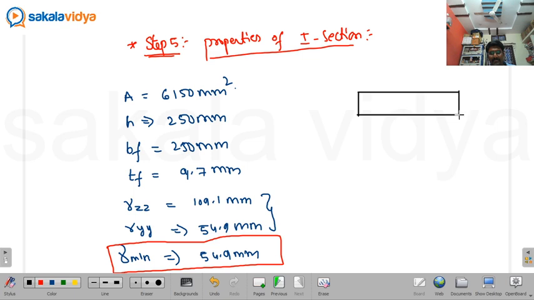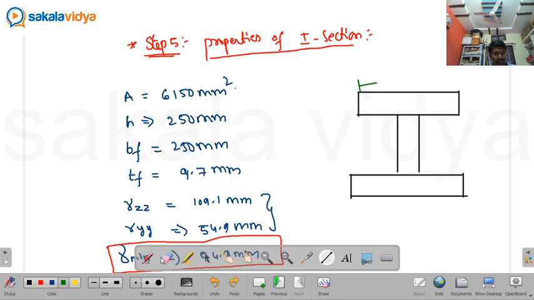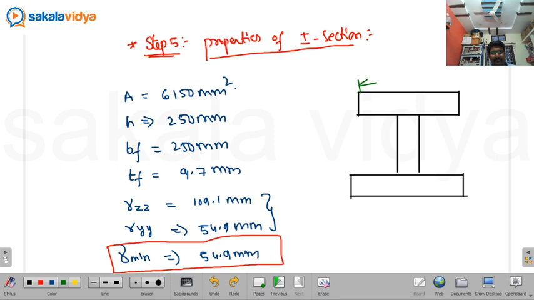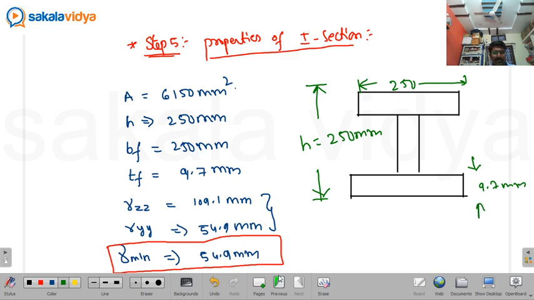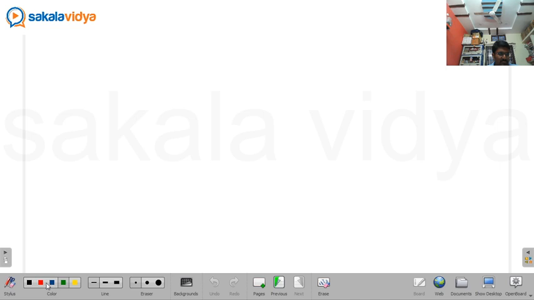So this is our I section. What is the width of the flange? It is 250 mm. Depth of the beam is 250 mm. Thickness of the flange is 9.7 mm, etc. So this is our step number 5. Now step number 6.